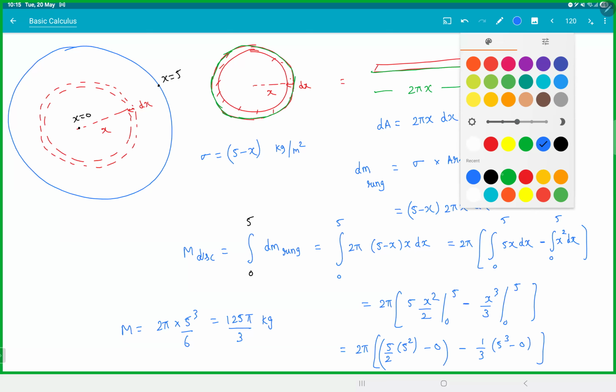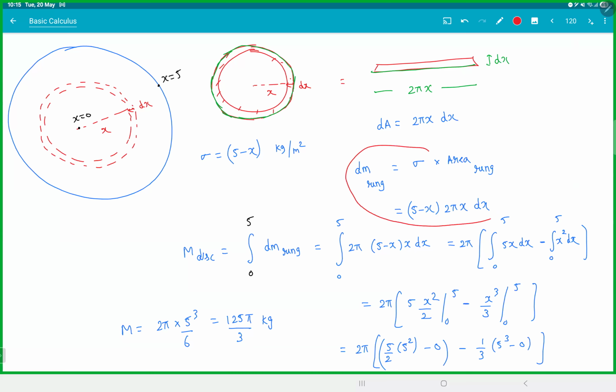So the thing is, once you have written this part, dm of the ring is this. Physics got over there. Then it is just integration. It is an x power n integration. I know we did the integration today, but yeah, x power n. So definitely make sure to revise all this stuff once. Clear with this?